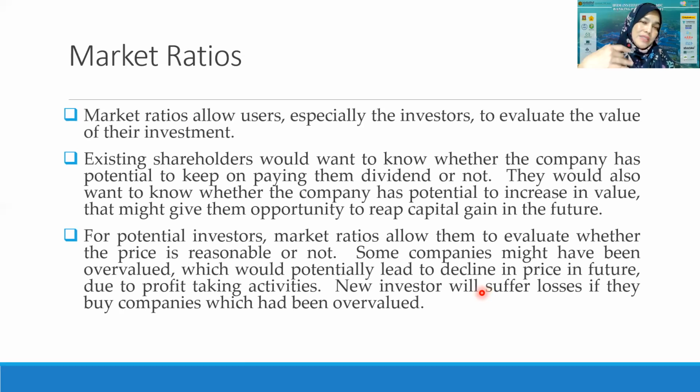So some companies, their price is already very high, which means that they are already overvalued. When they are overvalued, the price in the market is very high. There's a tendency that the price will go down. Usually whatever goes up will go down definitely. So if the company is overvalued, the investor can make the decision whether they have to sell, to avoid the downturn of the price, to avoid the price from moving down, and then they will be suffering loss.